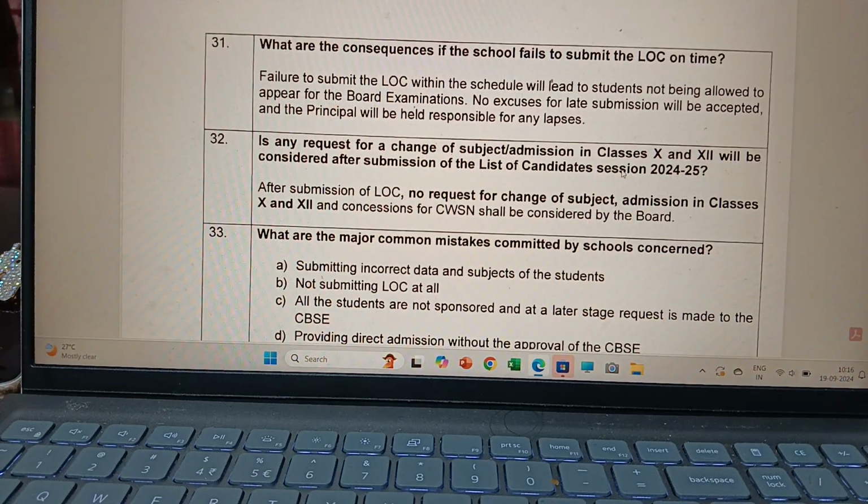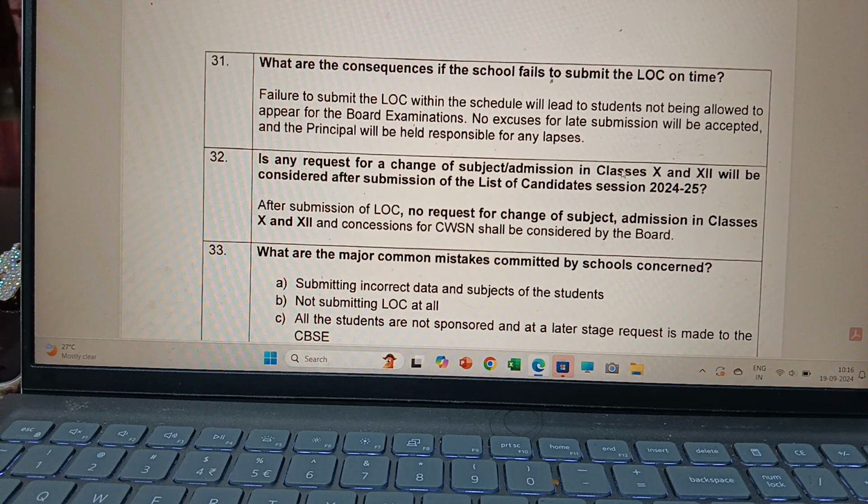31st question. What are the consequences if the school fails to submit the LOC on time? Failure to submit the LOC within the schedule will lead to students not being allowed to appear for the board examinations. No excuses for late submission will be accepted and the principal will be held responsible for any lapses.